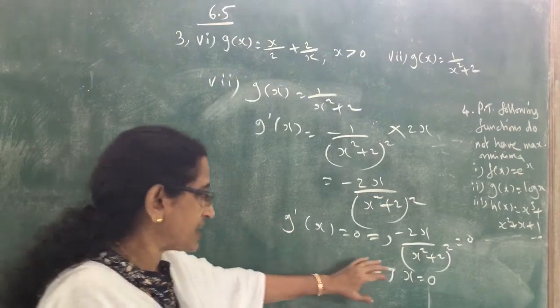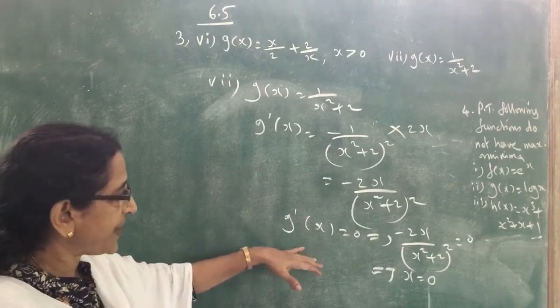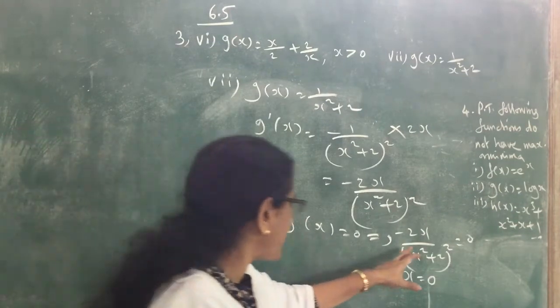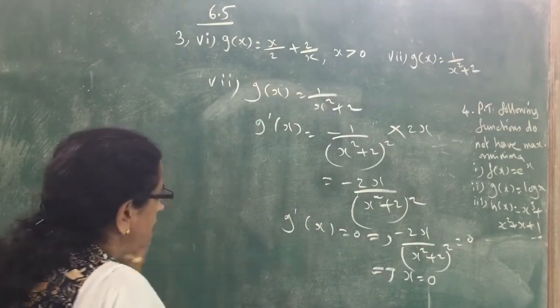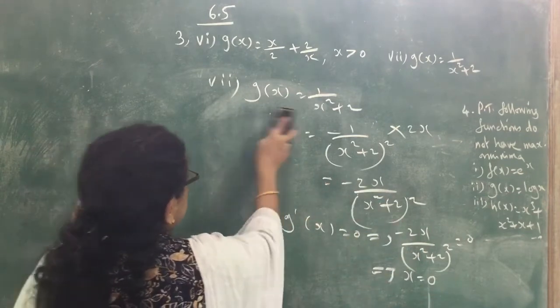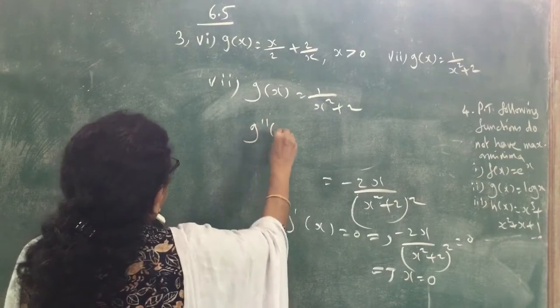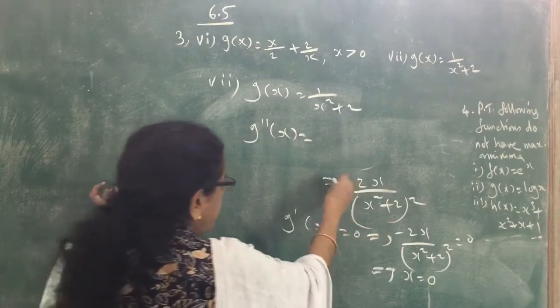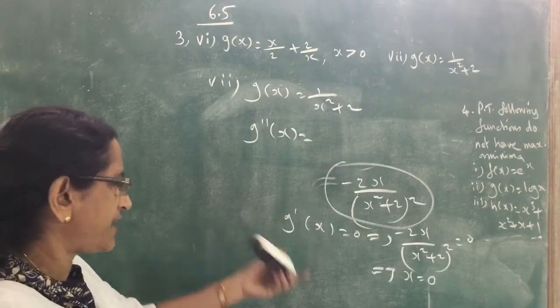Now we have to check whether it is a point of local maxima or local minima. For that we have to find the second derivative. So we have to find the second derivative g double dash x. So this is g dash x. From this we have to find the second derivative g double dash x, which is the derivative of this. From this we have to find the next derivative.